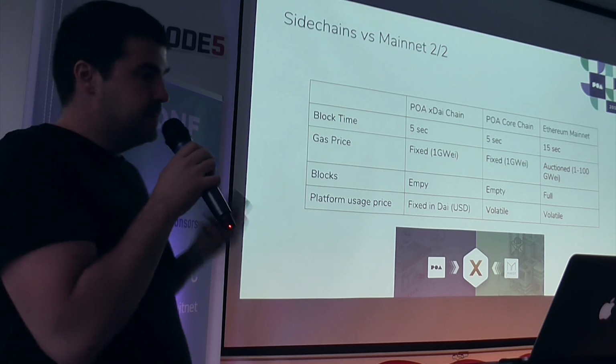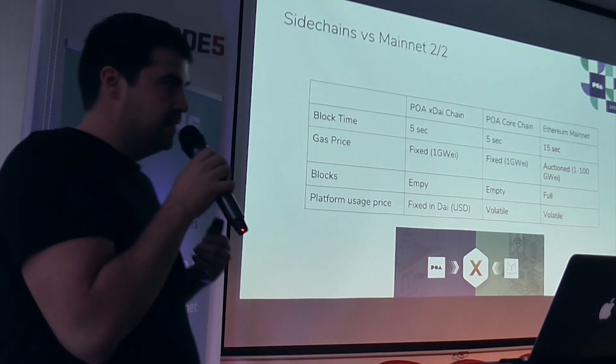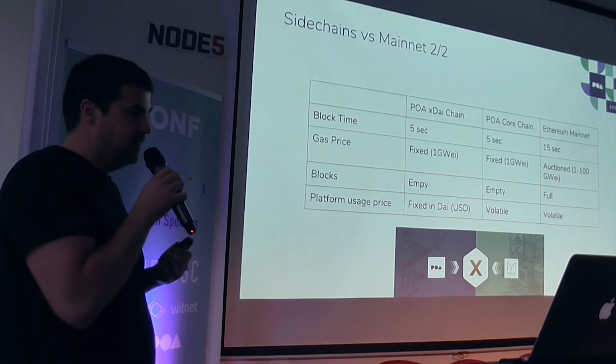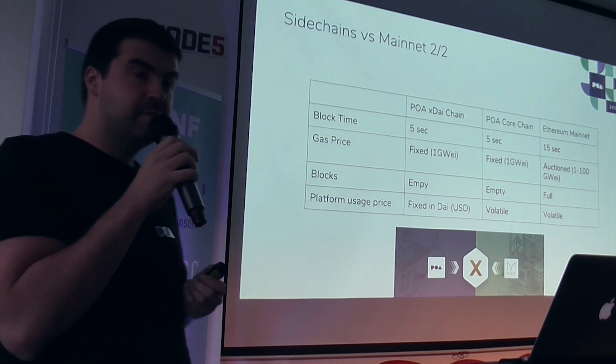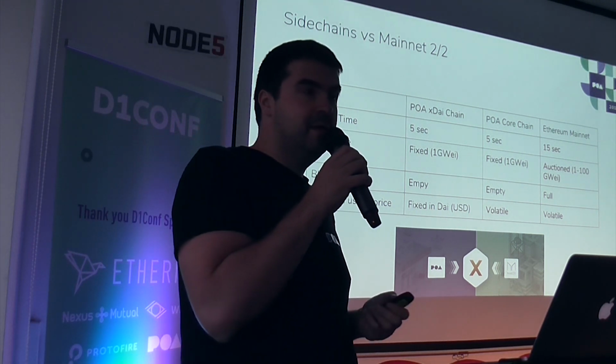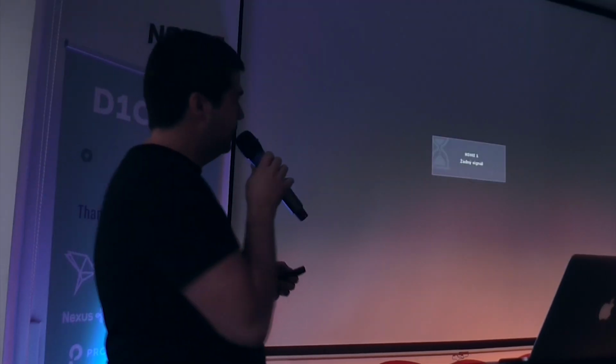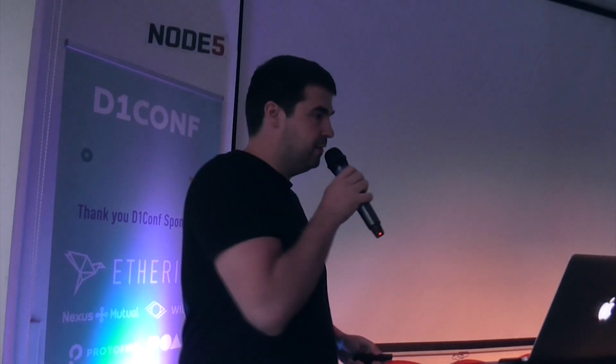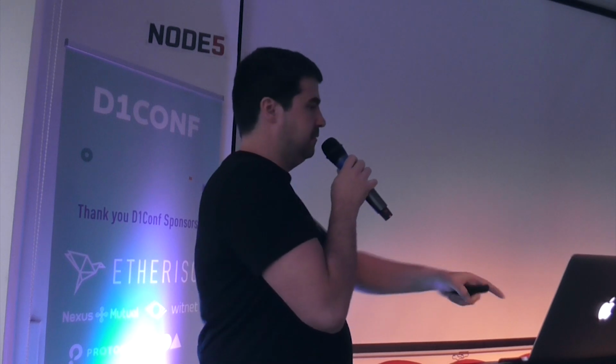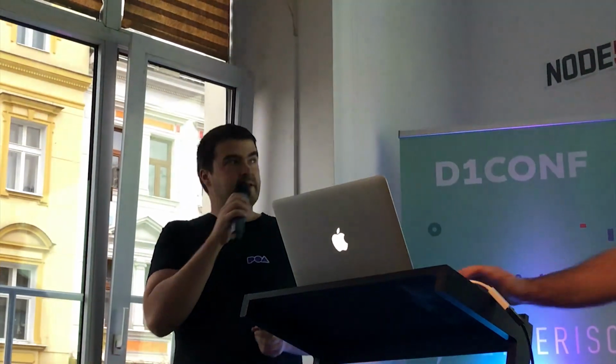It's a fixed gas price, and also it's a fixed price of platform usage, because the native token of this platform is denominated in DAI. So it means we have a protocol like Ethereum, but we have DAI as a native currency. So what is DAI?